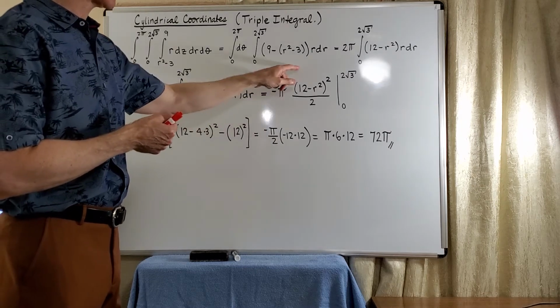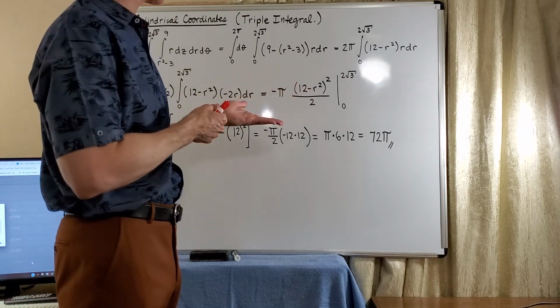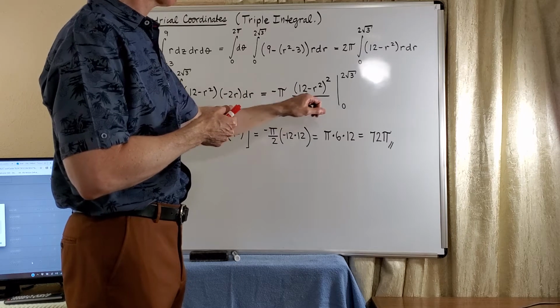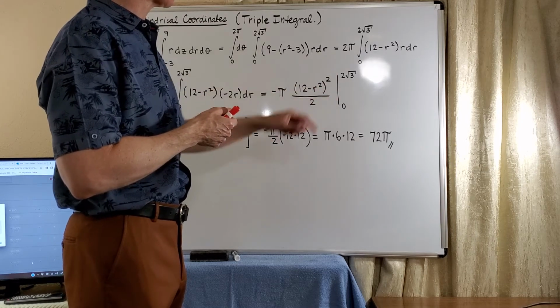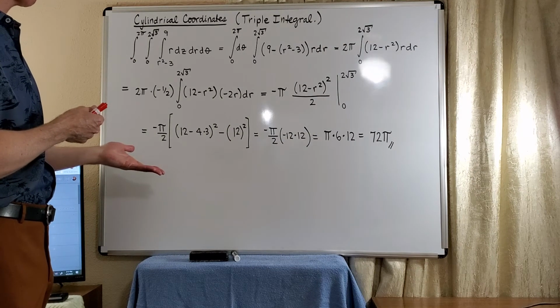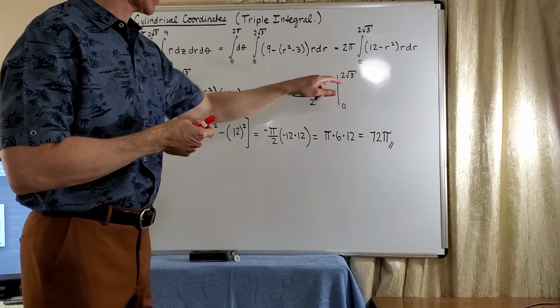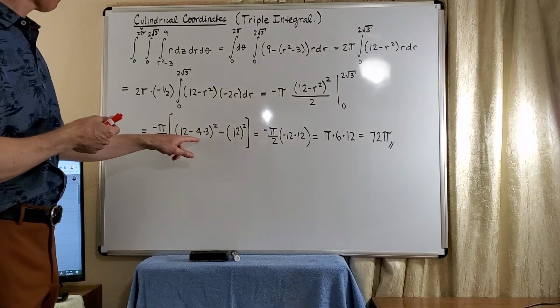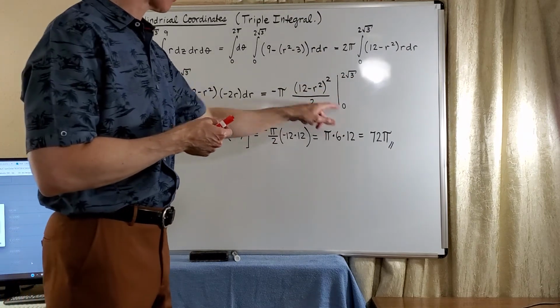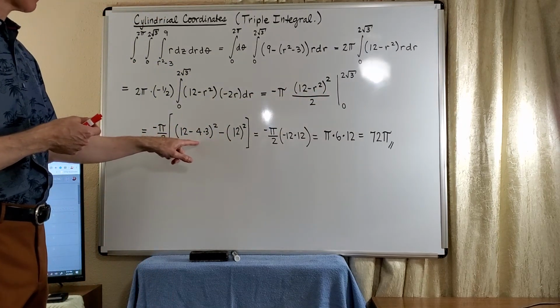And then when we anti-differentiate, we just get 12 minus r squared quantity squared divided by 2, evaluated between 0 and 2 root 3. And so now it's just a matter of substituting everything. So notice here, when we square this number, we get a 4 times the 3, which we have here. And of course, when we put in 0, we just get 12 squared. And now, of course, 12 minus 12 is 0.